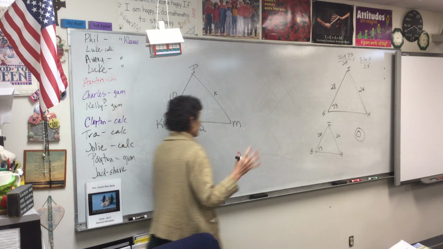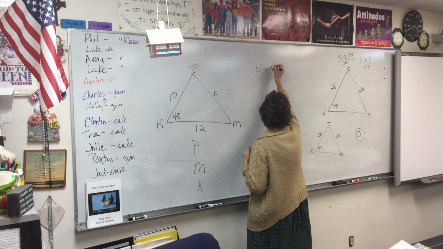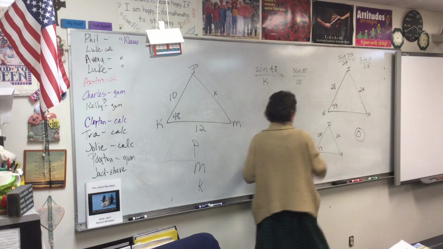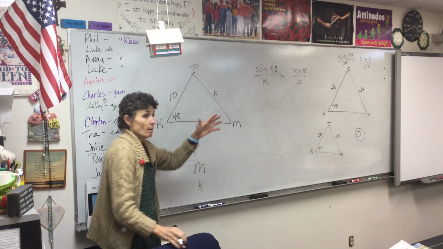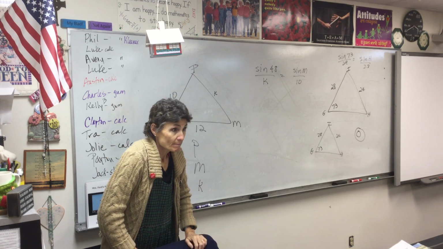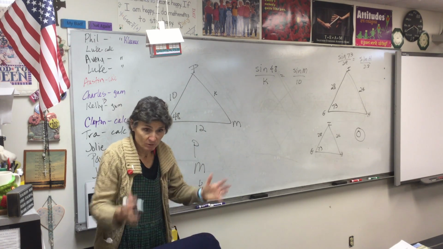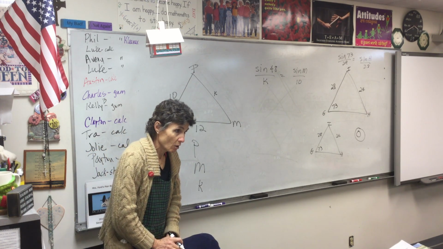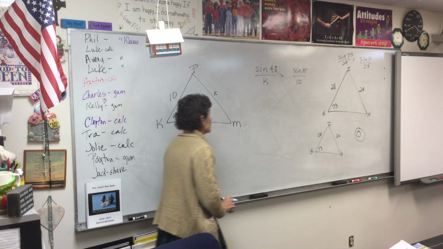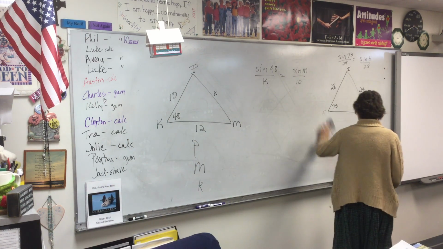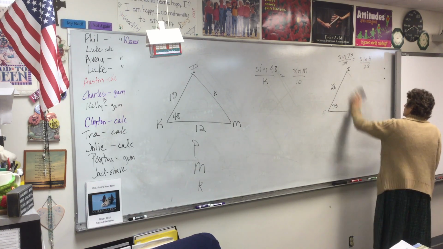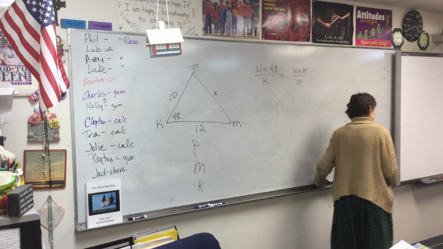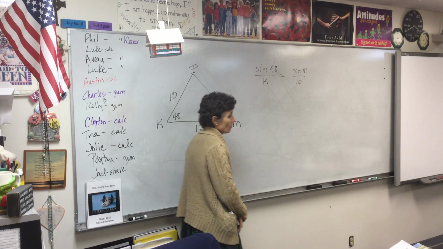Now, it is absolutely true that sine 48 over K equals sine M over 10. That is a true statement. But I can't solve it because it has too many variables in it, right? So we are not going to be using the law of sines. We are going to be using the law of cosines. Now, the law of cosines is incredibly simple to use, but it looks so hard.